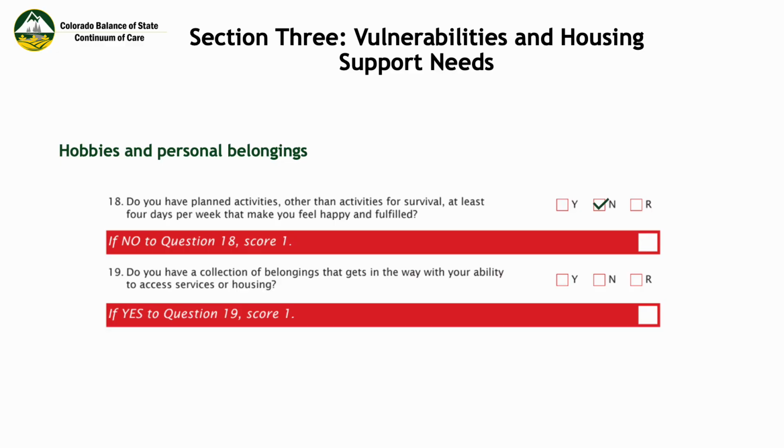Let's look at a scenario of how this might have been answered and what the score will be. You'll notice question 18 and 19 are scored individually. In this scenario, question 18, the answer is no, and the score is 1. And in question 19, the answer is yes, therefore the score is also 1.